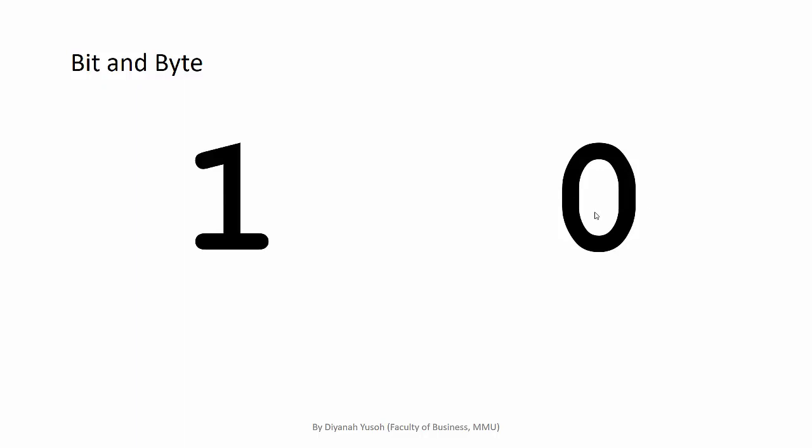Alright, the thing is, the computer doesn't understand the letter A that you strike on the keyboard, for example. So the human-language A is represented using the binary language of 1 and 0. 1s and 0s can be combined to represent a character, a letter.